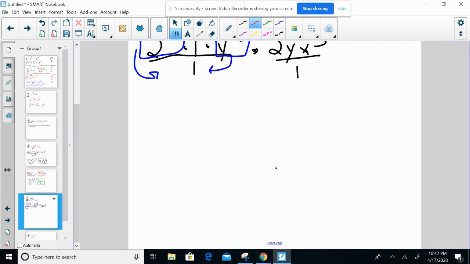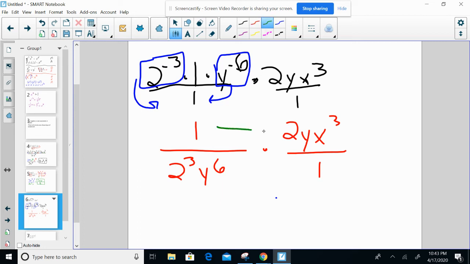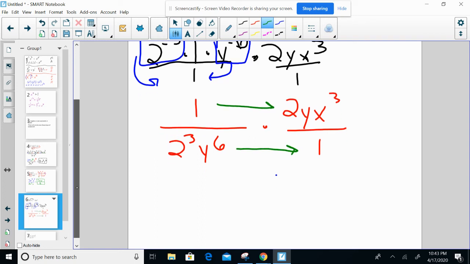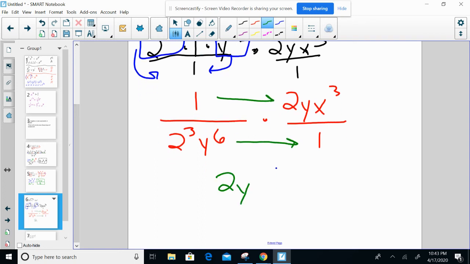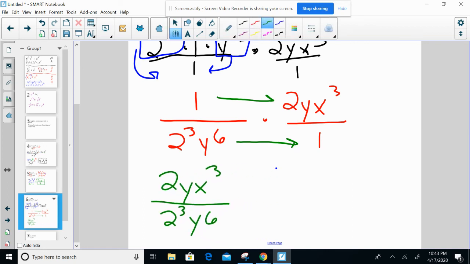And let me make this a different color. 1 on the top. We made this positive by moving it to the denominator. Same with this. And then this is going to stay. Now, when you multiply fractions, you just multiply straight across. But this is going to become one fraction. It's going to be 2y x to the third over 2 to the third y to the sixth. It becomes 1 fraction. So then all you have to do is, let me see if I can move all of this good over. What you're going to do then is just simplify from there.